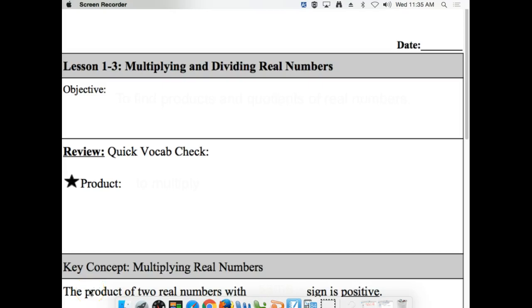All right, welcome to our third day in our Chapter 1 class. Today we are going to be looking at multiplying and dividing real numbers. Our main focus for this lesson is to work on multiplying. Tomorrow we are going to work mostly on dividing.